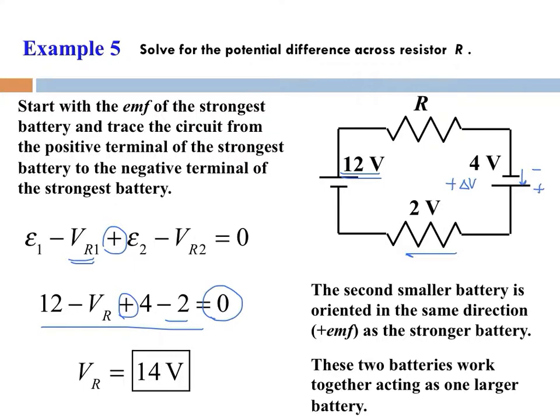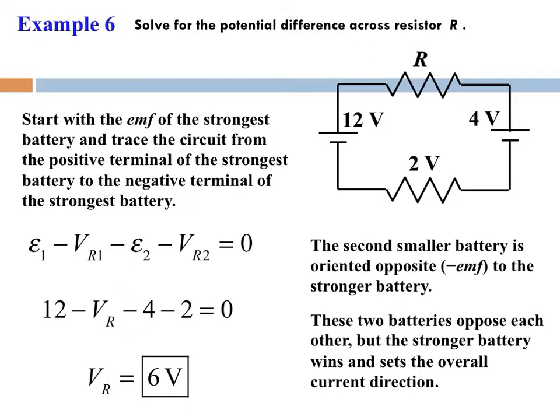So with that information, I can figure out that the potential across my first resistor must be 14. Here we have the same situation, except my battery has now been flipped. I now have the positive on this side and the negative on this side. So when I go across this battery, I'm actually going to decrease in potential.